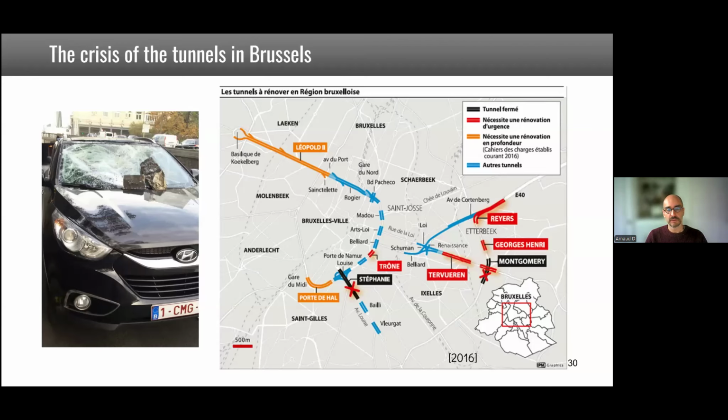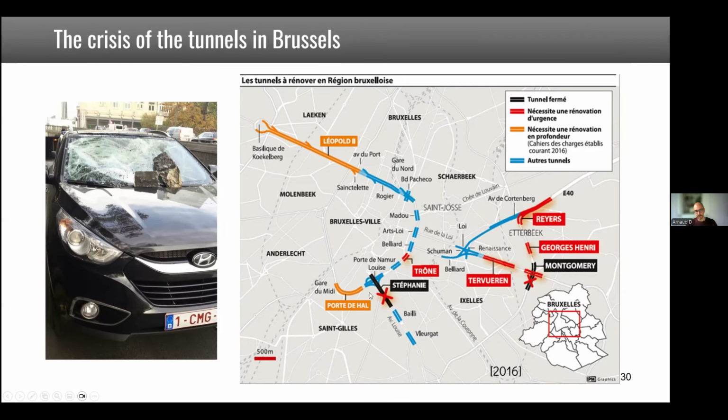So the idea, what happened in Brussels, in 2016, I think, a block of concrete fell on a car. Unfortunately, there was no one injured, but it really set a lot of things in movement to make repairs in all the tunnels. This is the Brussels region. You see, we have all these underground tunnels going almost around the city, and also some tunnels in this area.